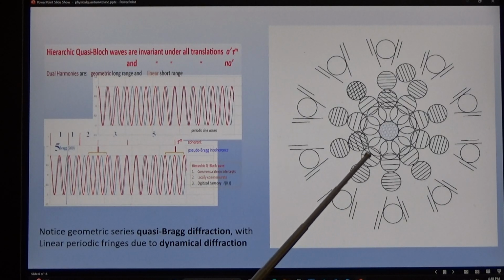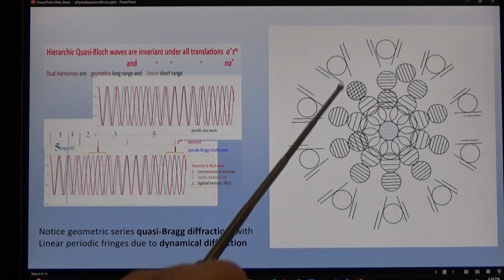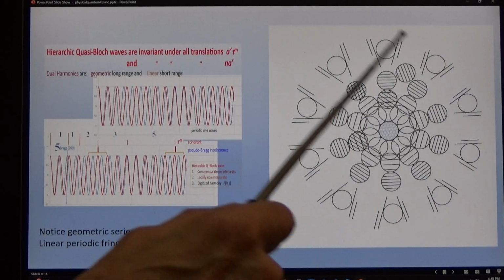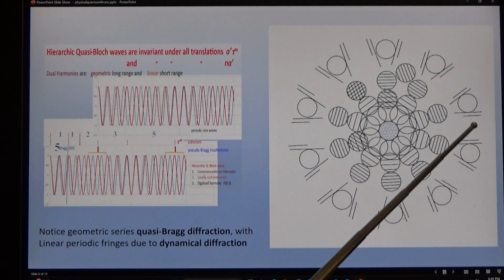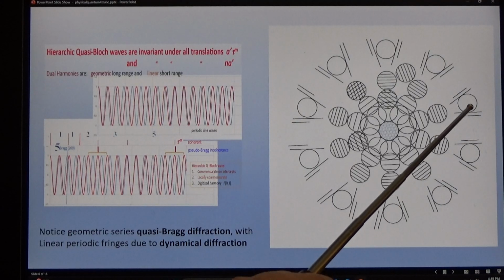Notice we're discussing momentum resonances that occur in diffraction. But the consequences are the same for other resonances in energy, in spin, in mass, in charge, and so on.